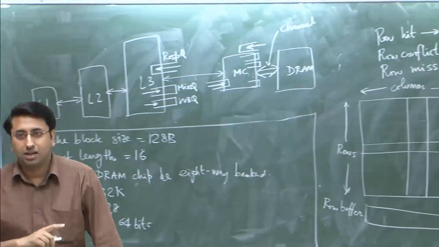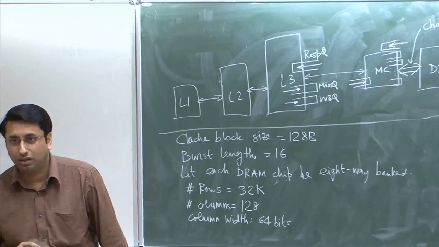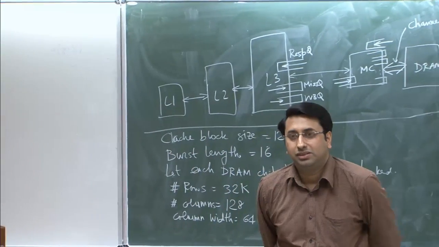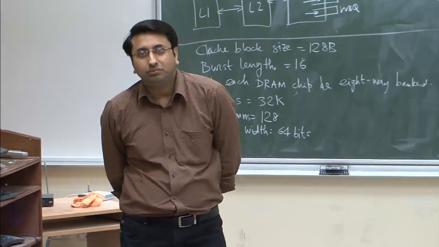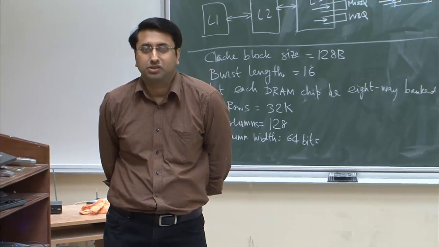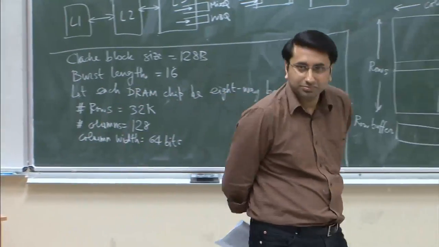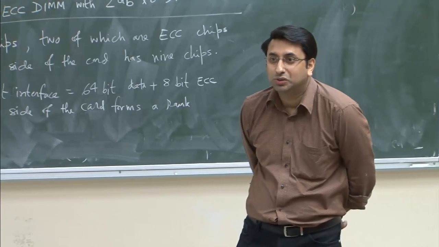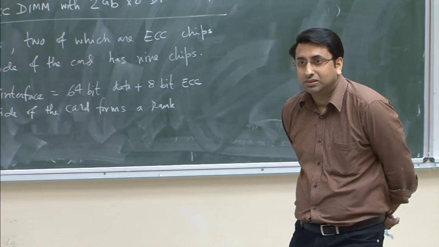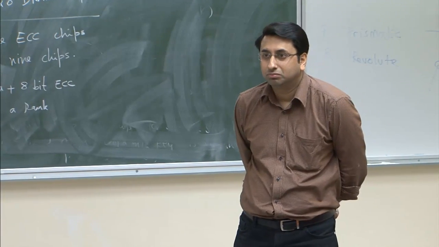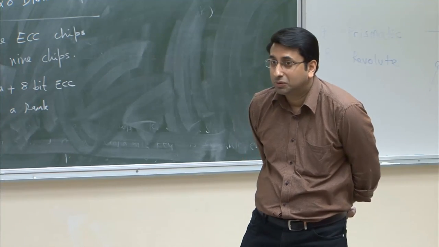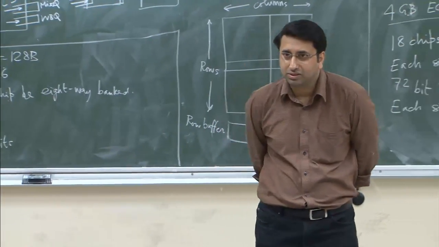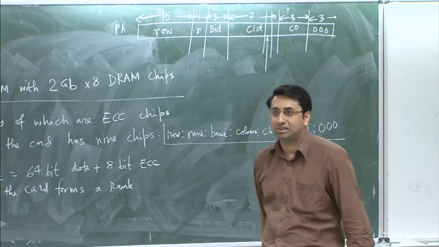What if I have multiple multi-channel memory controllers? Then I have to select the memory controller as well. Where should I put that? Does it make sense to switch alternate cache blocks to memory controllers? No, because you have multiple multi-channels. So within each memory controller, I'll alternate between channels. That makes sense.